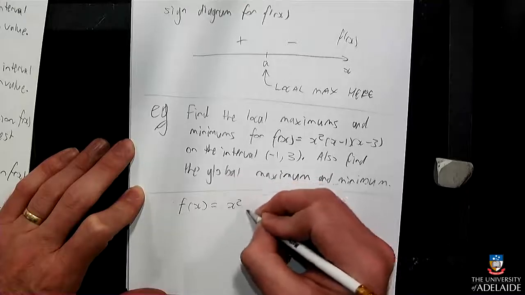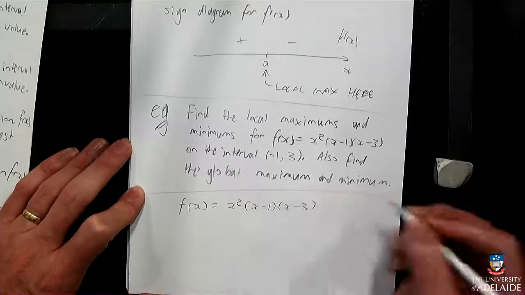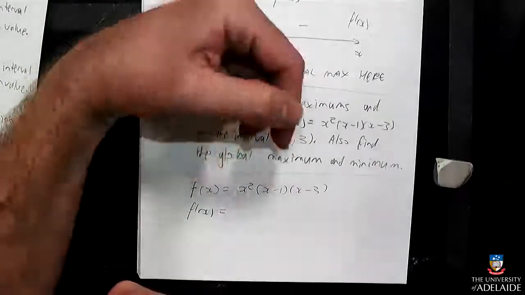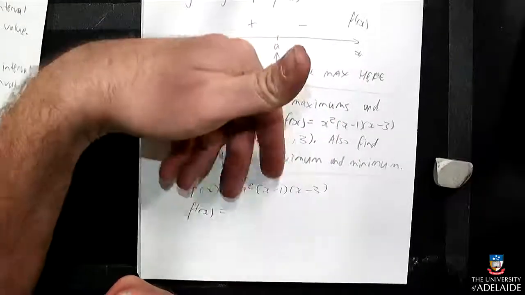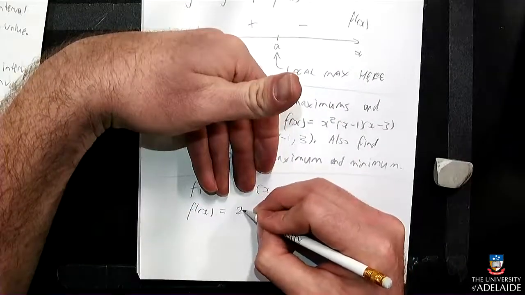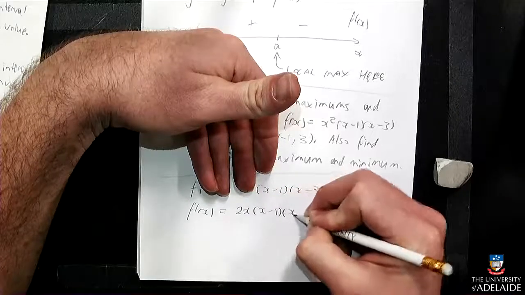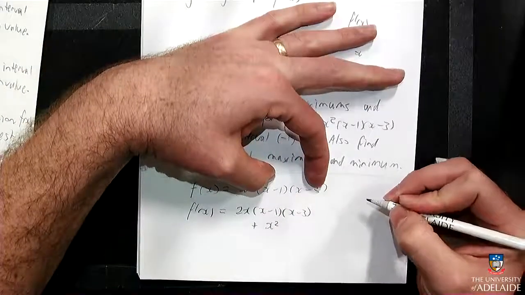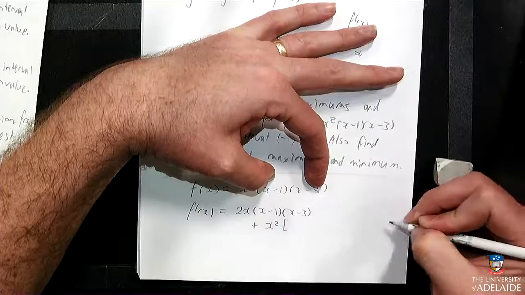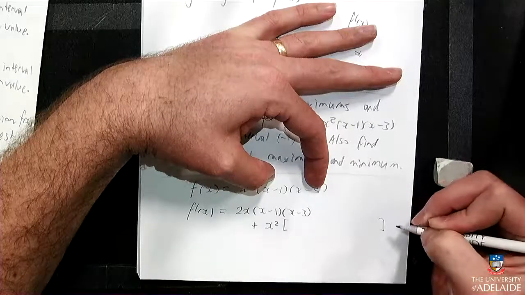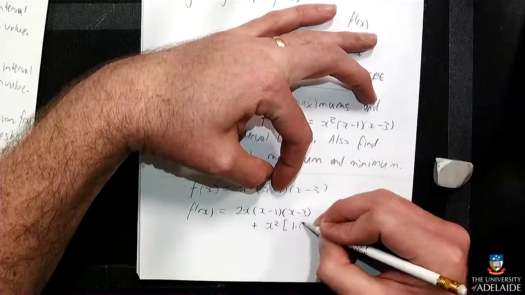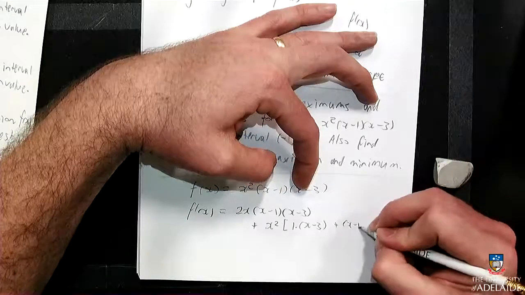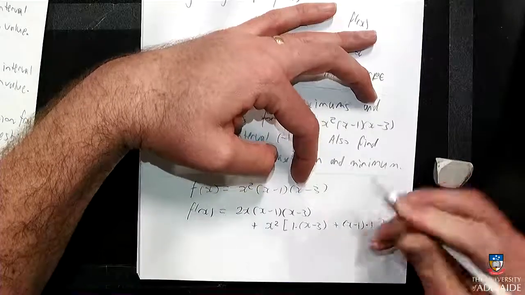f of x is x squared, x take 1, x take 3. f dash x. All right, well, I can use the product rule. Product rule usually does two things at once, so I need to do like the derivative of the x squared and keep the other bit. And then I need to keep the x squared and do the derivative of this bit. And the derivative of that bit would be, well, I could do the product rule again. I'll differentiate the x take 1 and keep the x take 3. And then I'll keep the x take 1 and differentiate the x take 3.